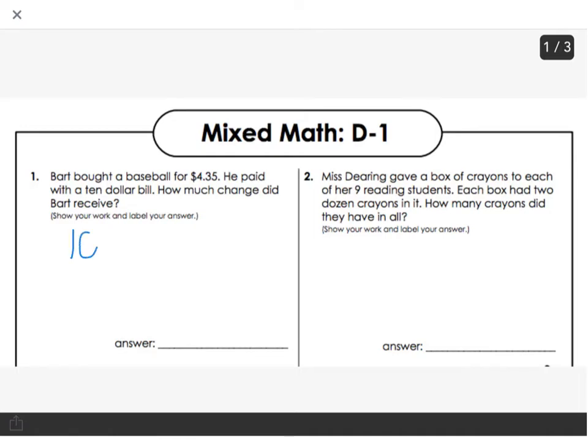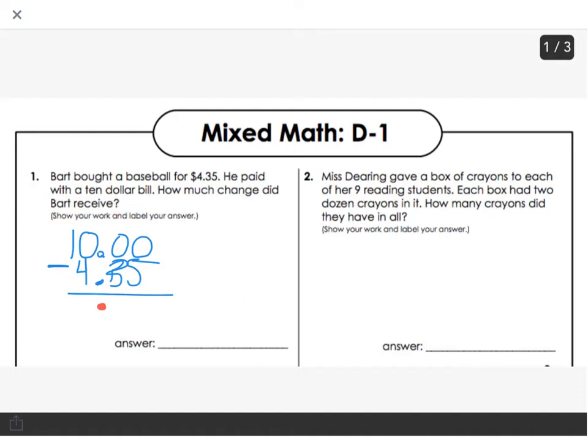So he started with $10, correct? Not $10.01, not $10.02, $10.00. He spent, so he took away $4.35. So when you're subtracting with decimals, that decimal drops straight down into the same exact place. Oops, I did not mean to use highlighter, I meant to use pen. Into the exact same place value spot that it was in before. So then we're going to subtract as normal.